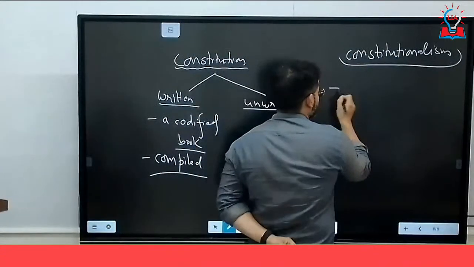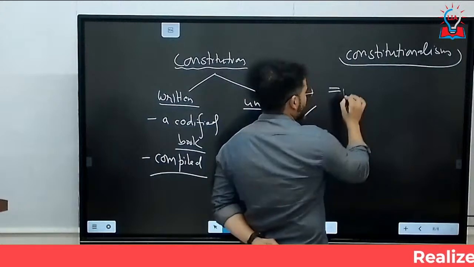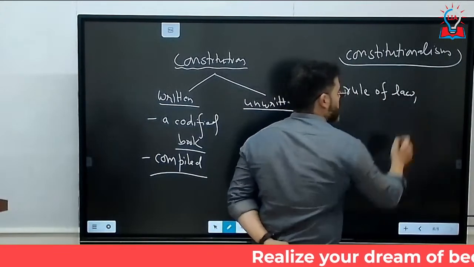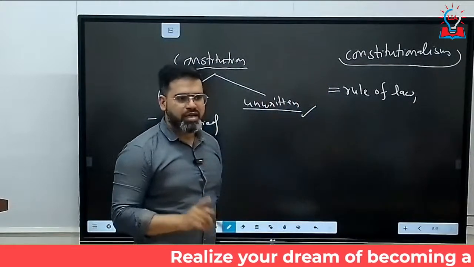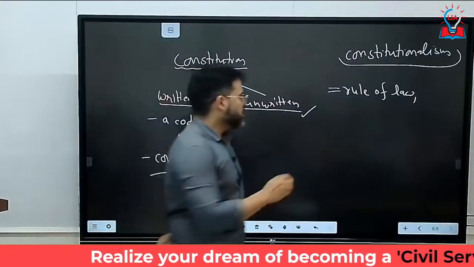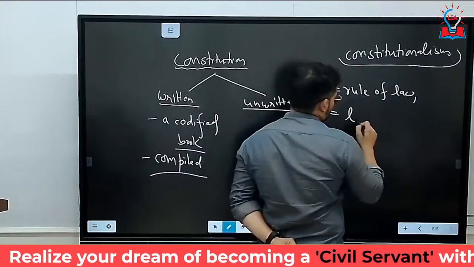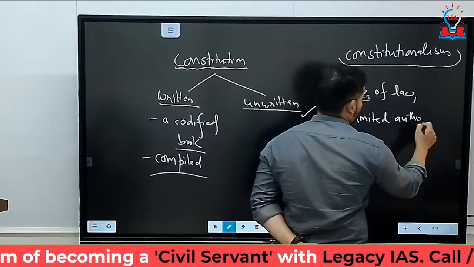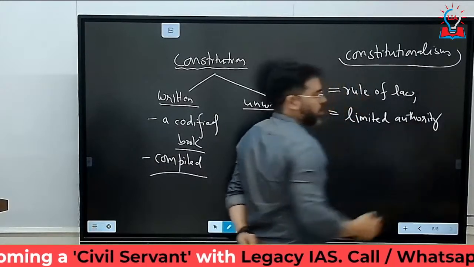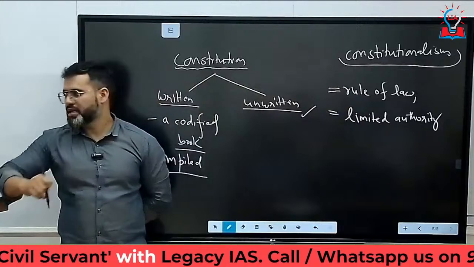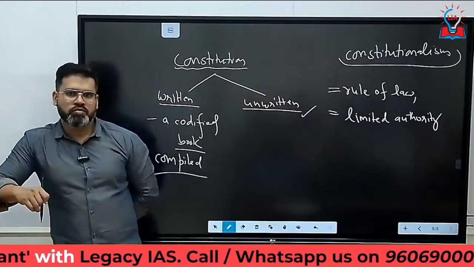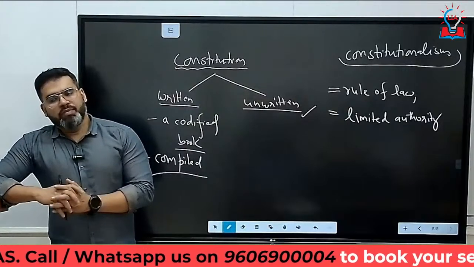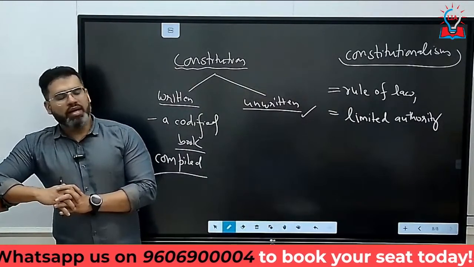Constitutionalism means there is a rule of law. Instead of rule of men, it is a rule of law. That means limited authority. Correct? It means limited authority. Authority is very limited. That means government is not having unlimited authority.